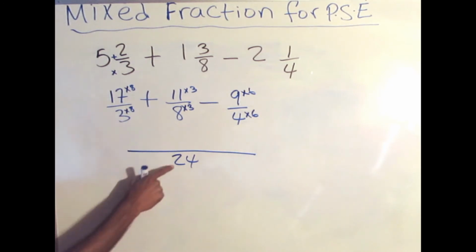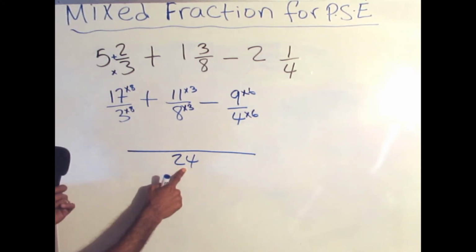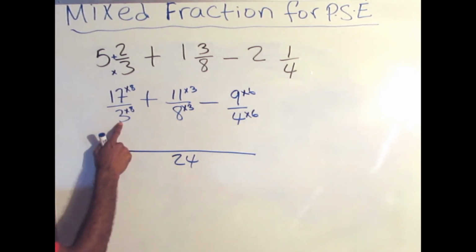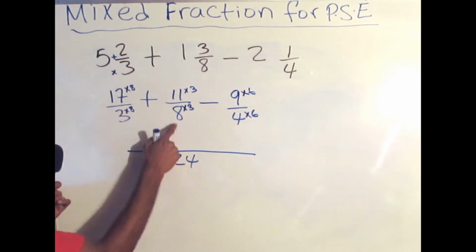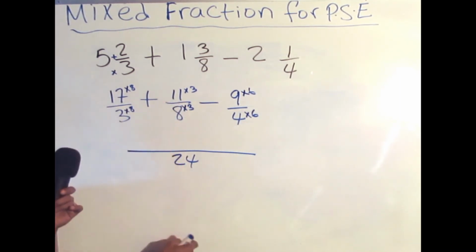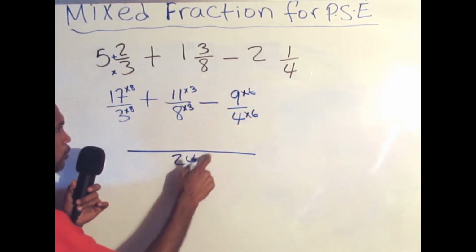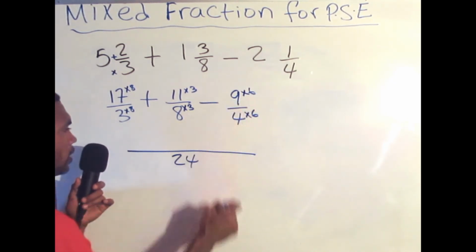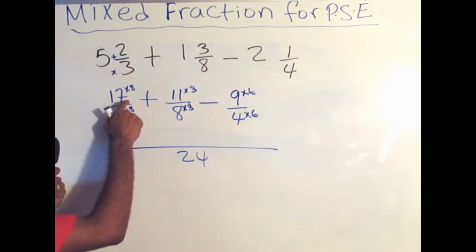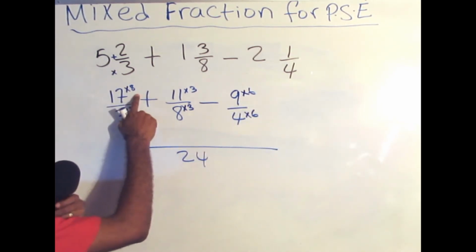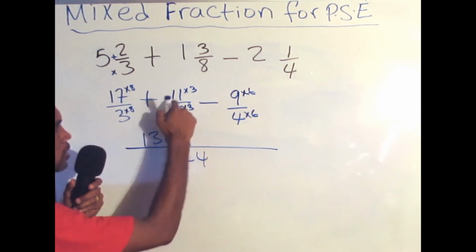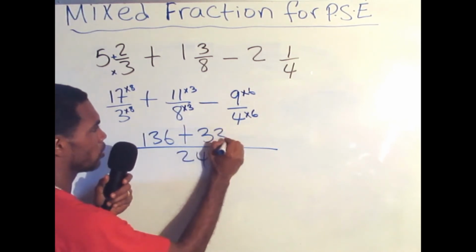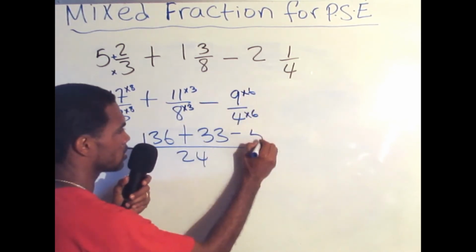Again, we got our LCM of 3, 8, and 4 as 24. Then I ask myself, 3 times what gives me 24? Times 8, so I carry up my times 8. 8 times what gives me 24? Times 3, so I carry up my times 3. And 4 times what gives me 24? Times 6, so I carry up my times 6. Then I multiply 17 times 8, and I got 136, plus 11 times 3 is 33, minus 9 times 6, 54.